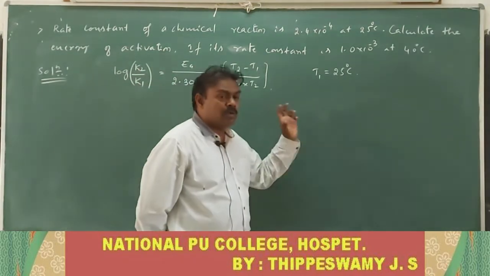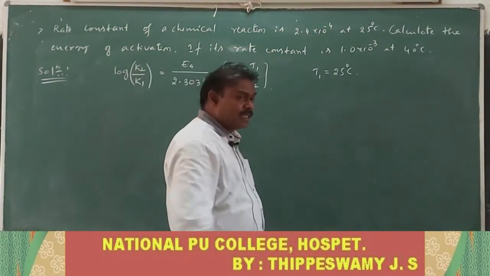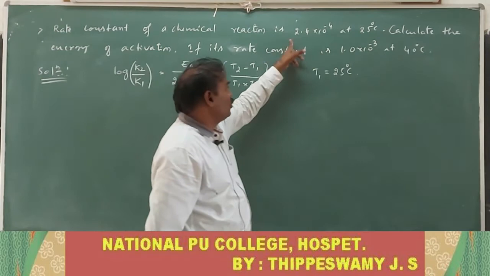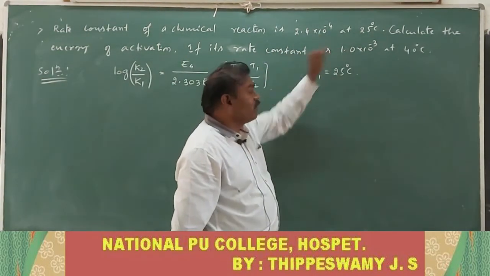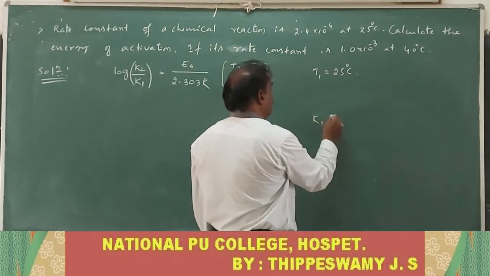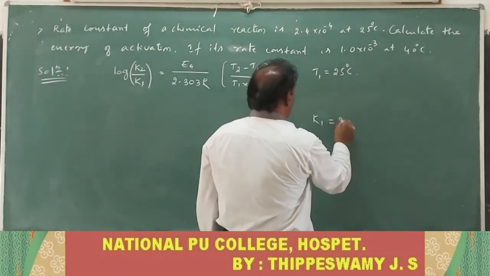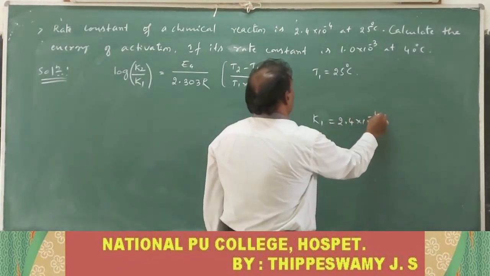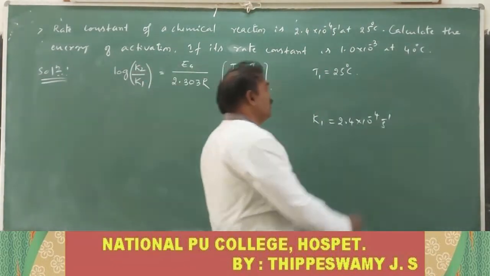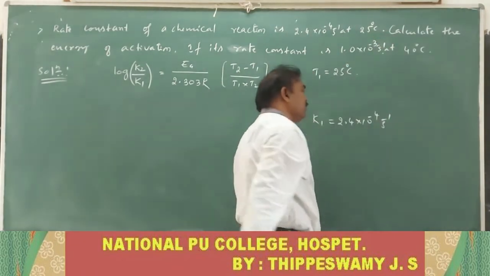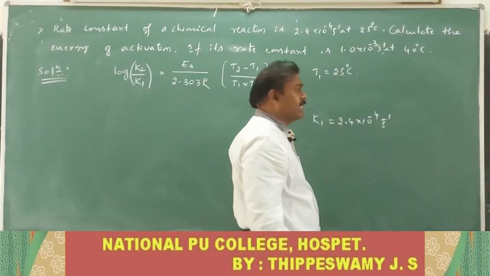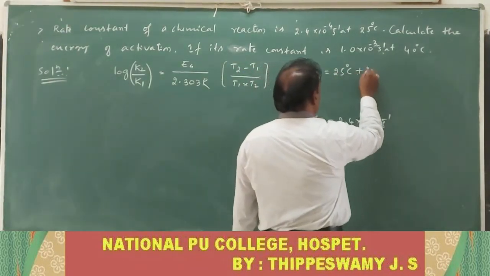Therefore, now we know the value of T1. T1 is equal to 25 degrees Celsius. At T1, what is the rate constant? The rate constant of the chemical reaction is 2.4 into 10 to the power minus 4 at 25 degrees Celsius. So you can write the value of K1 also. The value of K1 is 2.4 into 10 to the power minus 4 per second. We should know the unit of the rate constant also. And we always have to convert degree Celsius into the Kelvin scale. Why? We just know the conversion.